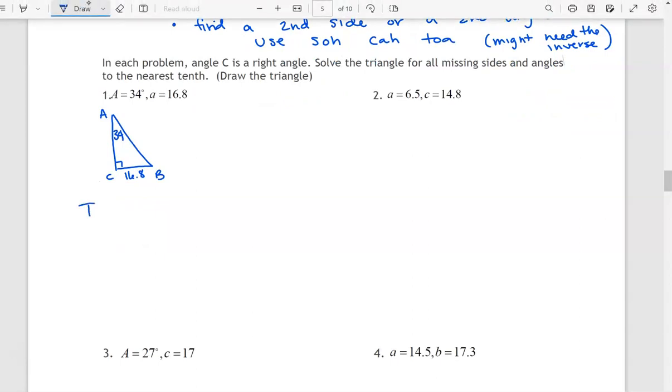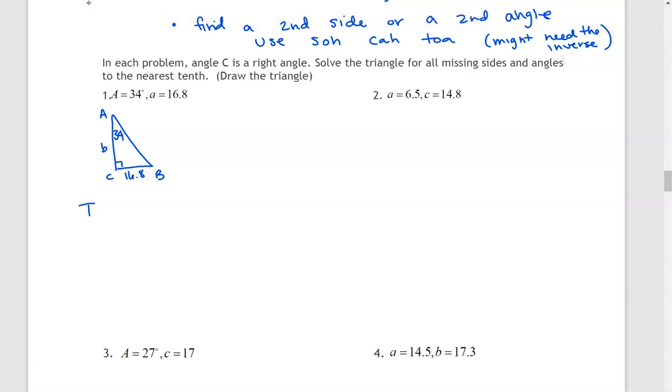So we can go opposite and let's find our adjacent. Let's make this our little b there. Because again, we're trying to find everything, all the missing sides and angles. So it doesn't really matter what you start with. We could find the hypotenuse, but let's go ahead and just use B here. So we have opposite and adjacent, which is tangent. Tangent 34 is equal to the opposite over the adjacent.